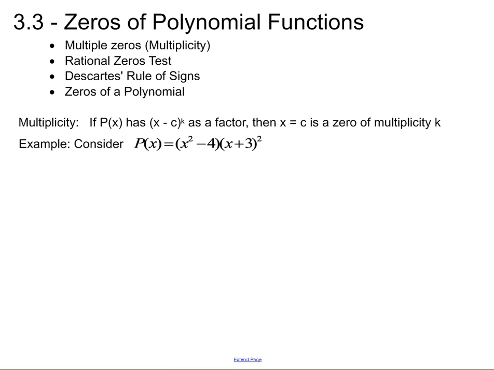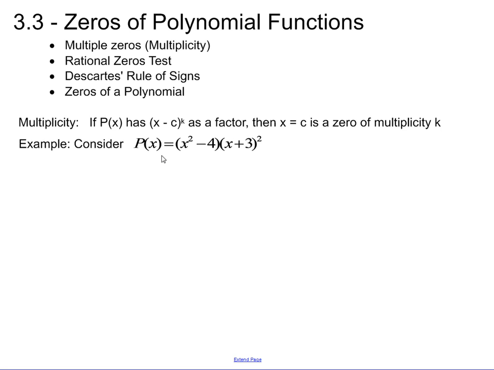But first, a definition: multiplicity. What does that mean? Well, multiplicity of a function really means how many times a zero or a factor would repeat. And we define it this way. We say if p of x has x minus c raised to the power k as a factor, then we would say that x equals c is a zero with multiplicity k. What does that mean? Let's take a look at p of x right here.